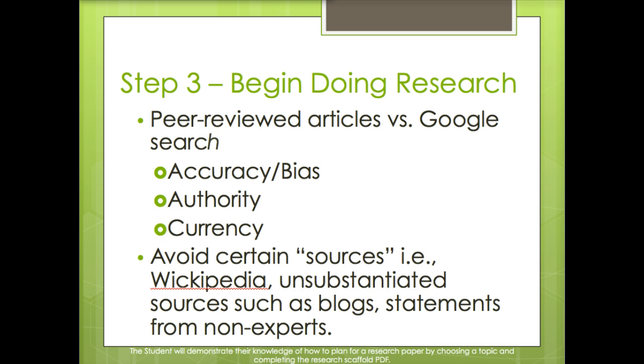All right, so step 3, you're going to begin doing the research. This is where you're going to look for peer-reviewed articles versus Google search. So what you're looking for is accuracy versus bias. Bias means that they already don't like somebody or already have a negative or super positive view, so they're not going to give you the correct information.